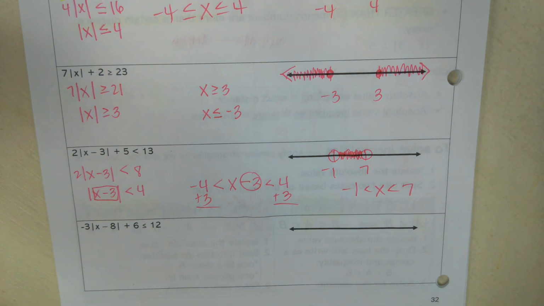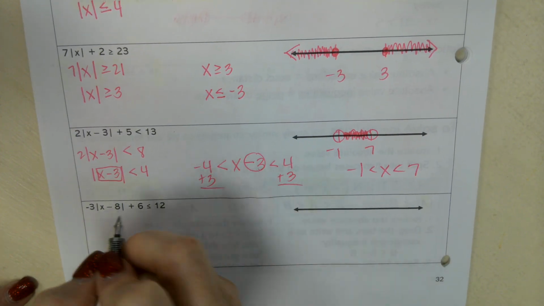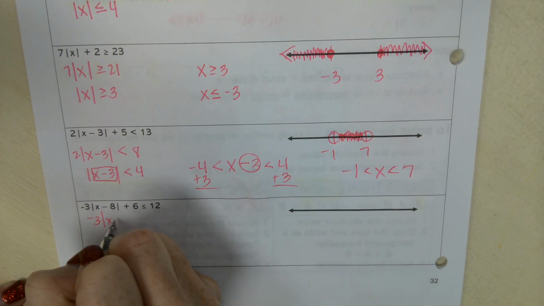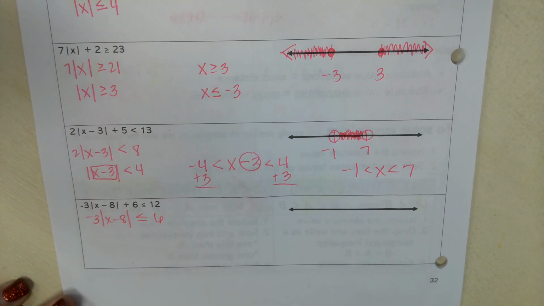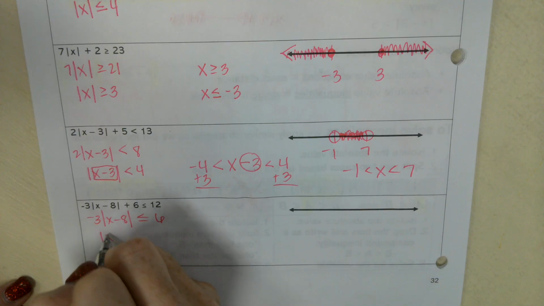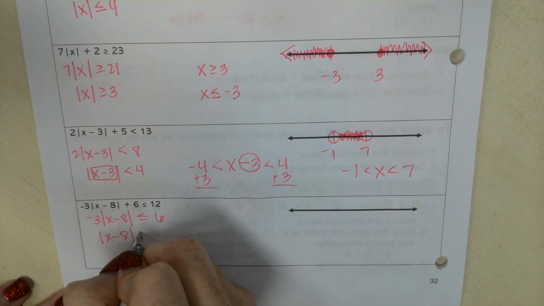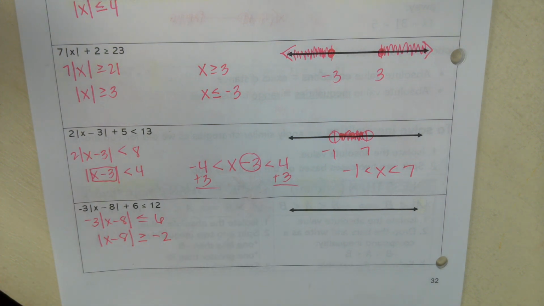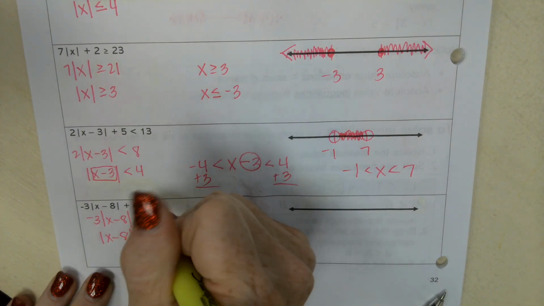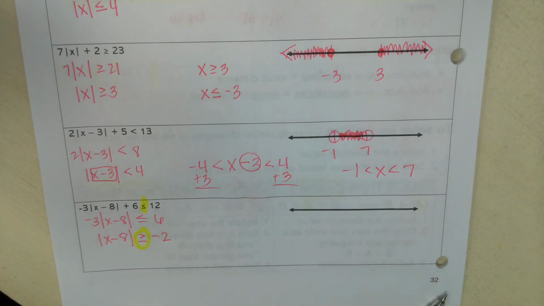Okay? I want you to do the last one. Oh, no, I don't. I want to do this one with you. Okay, here we go. I'm going to subtract 6 first. Then what am I going to do? Divide by -3. What happens when I divide by a negative? My sign flips, and then that's going to give me a -2 over here. Okay, so what I want you to see is I started out with a less than, but right here it changed to a greater than. So it changed the type of inequality that I'm working with, okay?